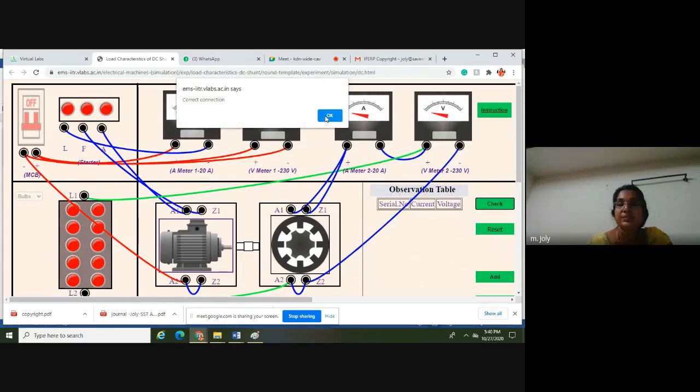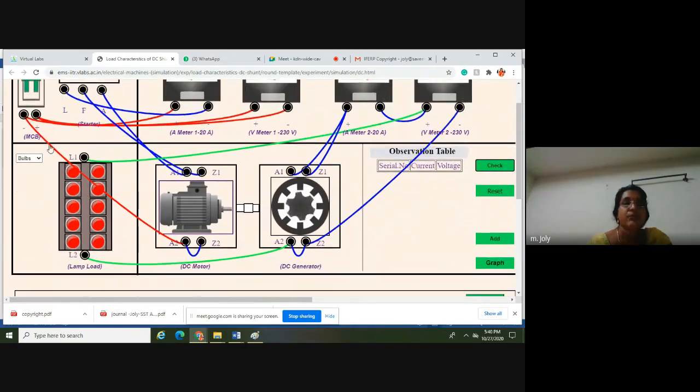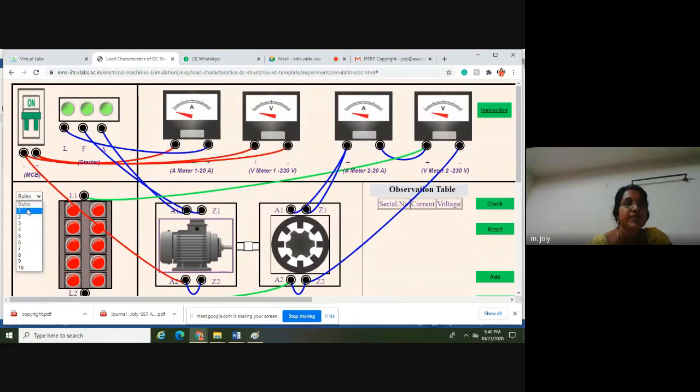Now you have to press OK. Whenever it is okay, it is automatically on. Now you have to select the bulbs. First I am going to select bulb 1, so bulb 1 is glowing. Now you have to add it to the table. You can see this reading, 1.2, is coming.